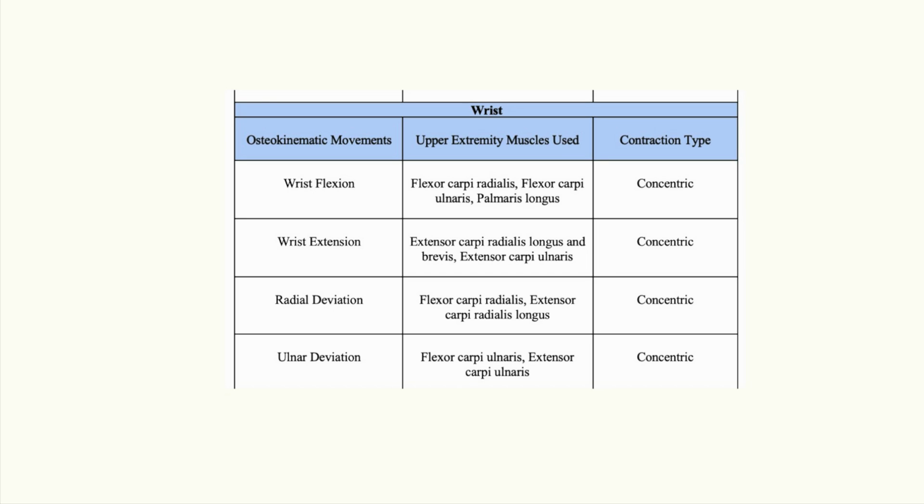And lastly, I did ulnar deviation, and with this, the upper extremity muscles used included the flexor carpi ulnaris and the extensor carpi ulnaris, and this was also the contraction type of concentric.